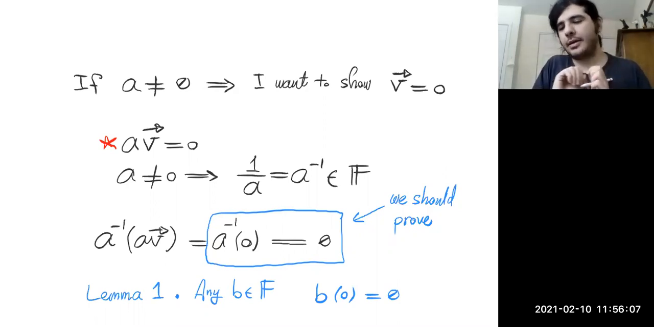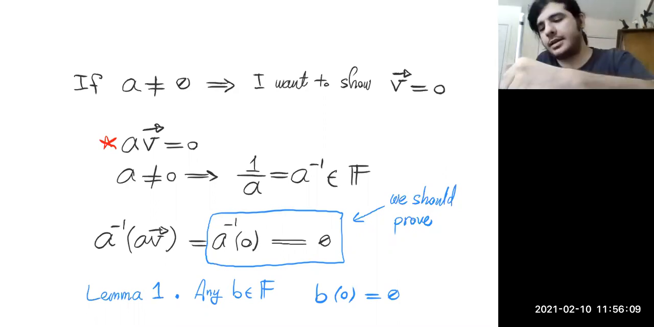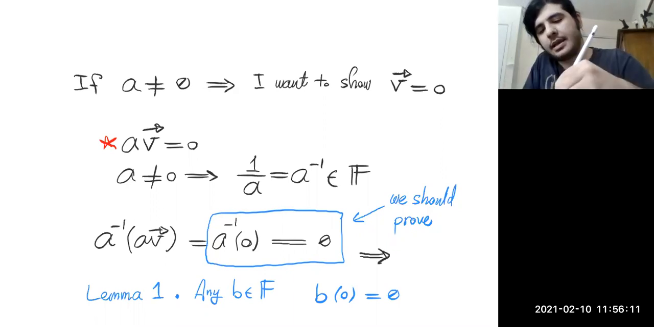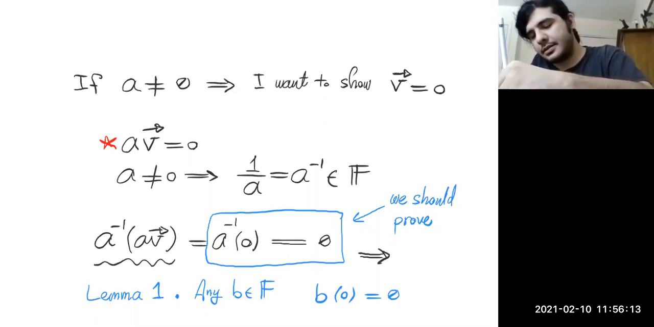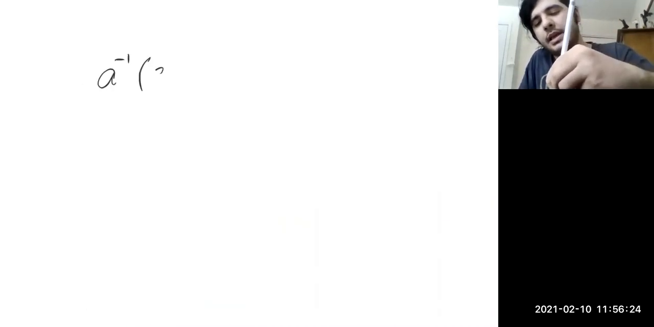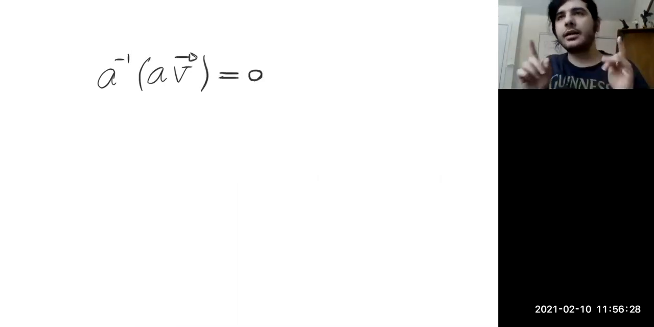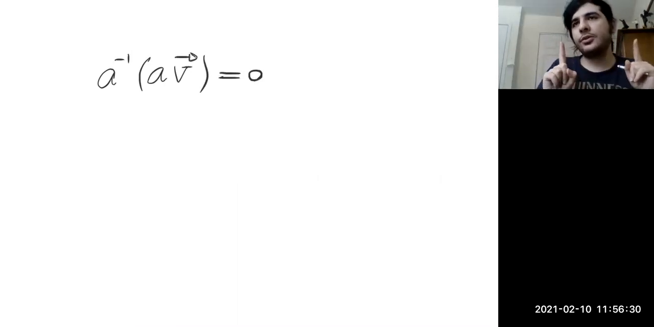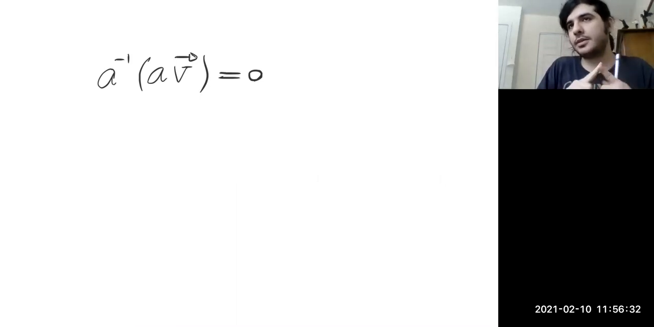Before proving that, let's assume it is correct for a second. Let's see what's going to happen. If I assume this is correct, it means then A inverse times AV is equal to 0, right? So it means A inverse times (A times V) is equal to 0. Here we have parentheses to mention that first I'm multiplying A by V, and then I'm multiplying the result by A inverse.